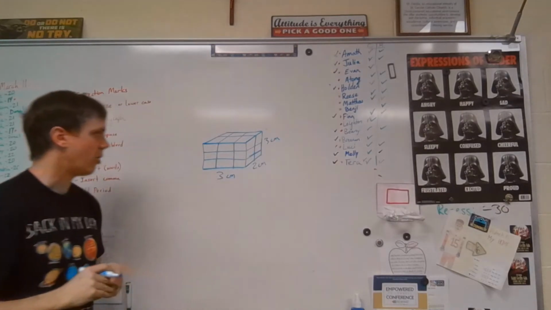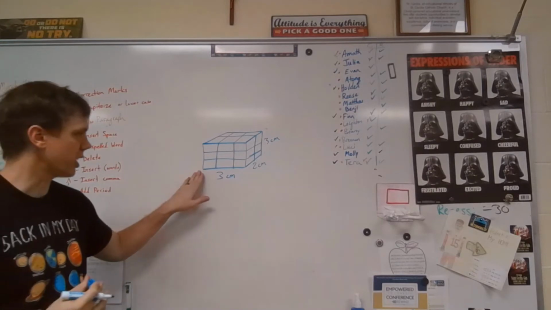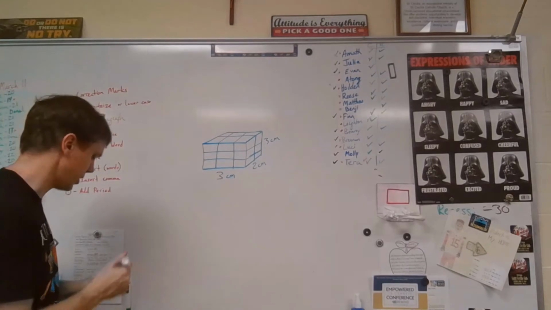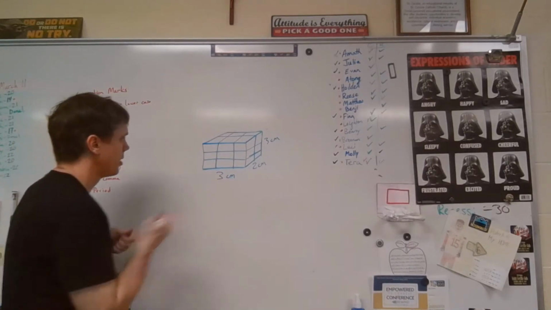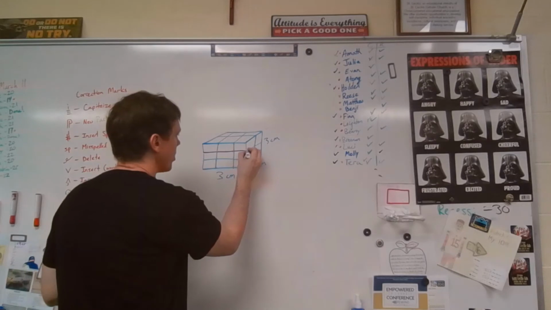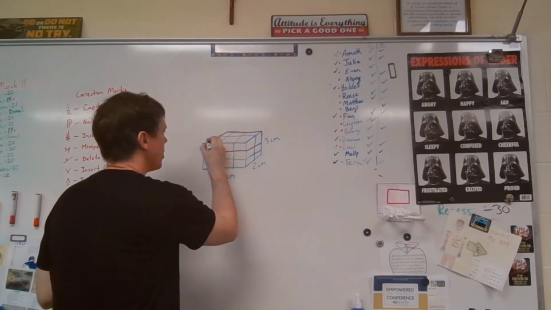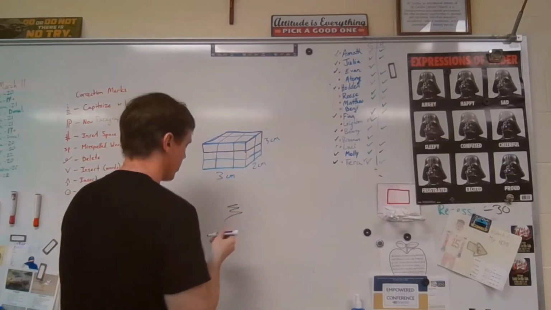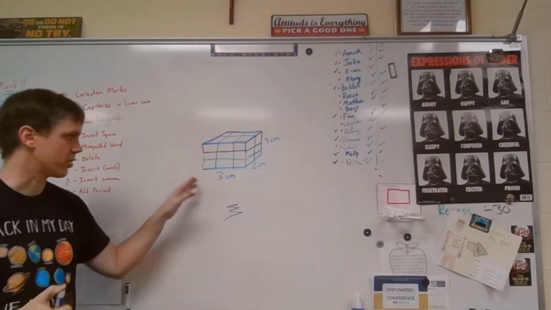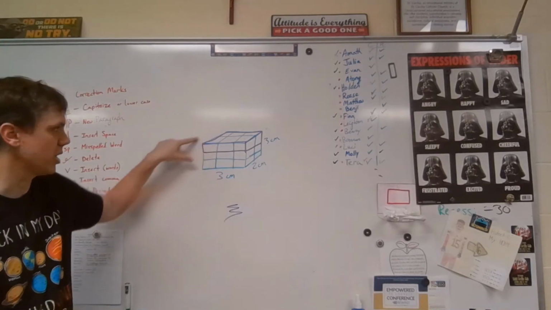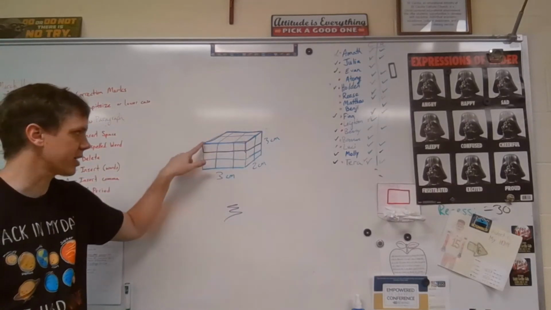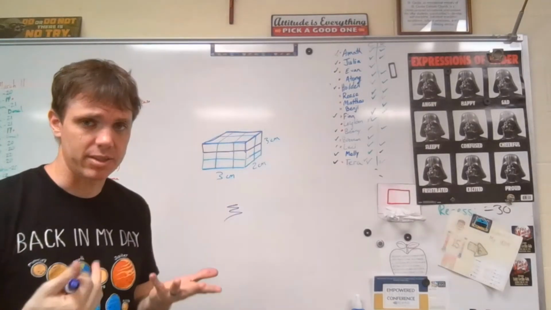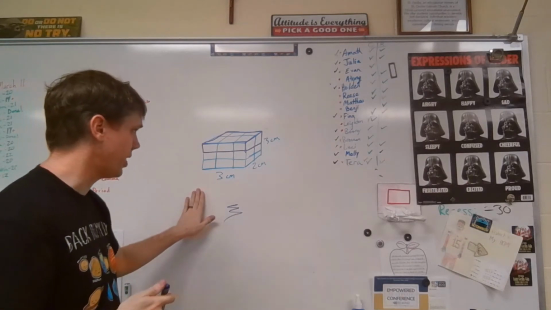Okay? Now, there's a couple ways that we could do this, right? We could look at this and say, okay, well, I know that for each layer here, right? So if I just looked at just this layer right there. Oh, I just probably ruined that marker. That's okay. For each layer, it's going to be 3 centimeters by 2 centimeters going back, so that means there's going to be 6 blocks, and then I have 3 sets of those 6 blocks. All right, so 3 times 6 is 18. That's one way to do it.